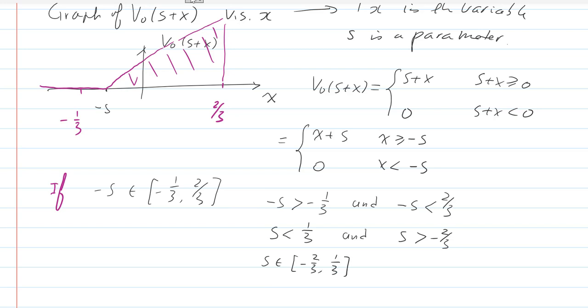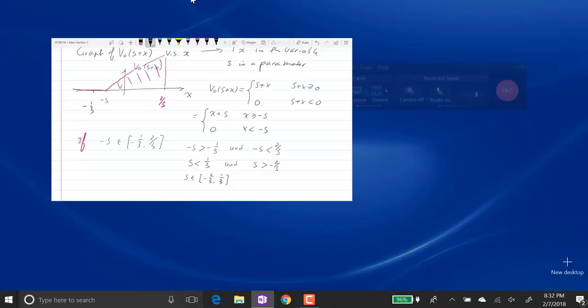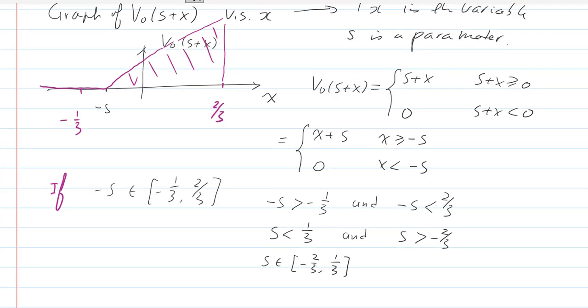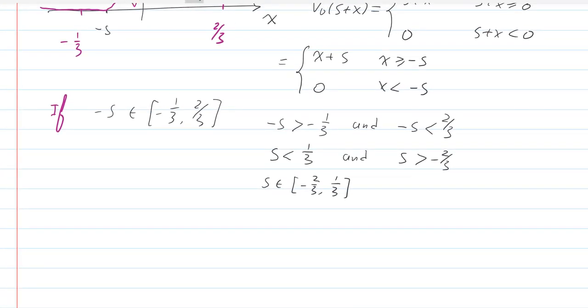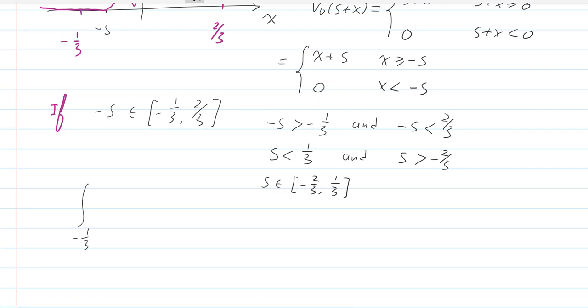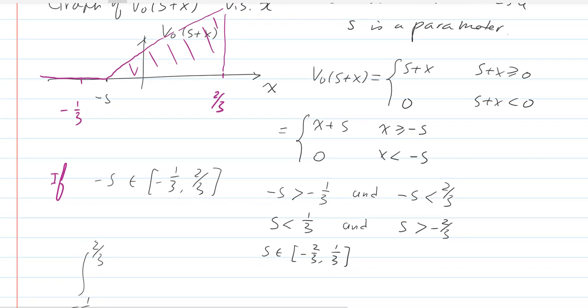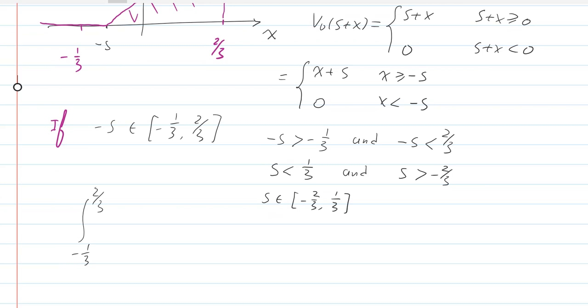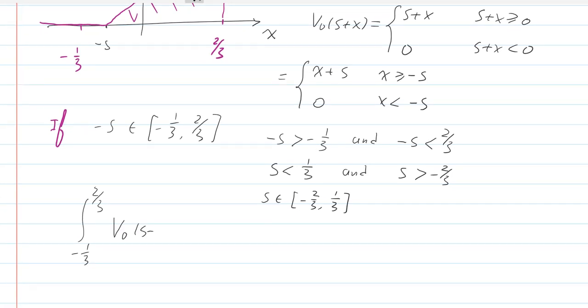So in this interval, when this one is over here, then we have a triangle. So this integral over here is a triangle. So this integral over here from negative 1/3 to 2/3, because it's a triangle, we can use the area. So here we use base times height, and because it's 45 degrees, we know height is the same as the base. So we just write down this v naught s plus x dx. This is going to be the area of the triangle.